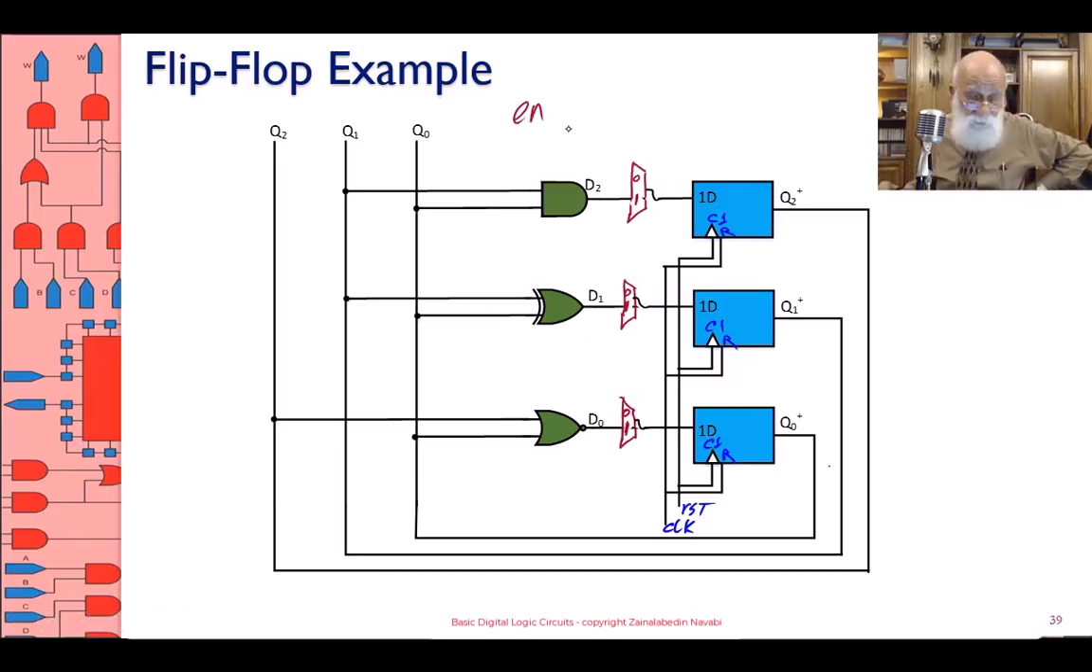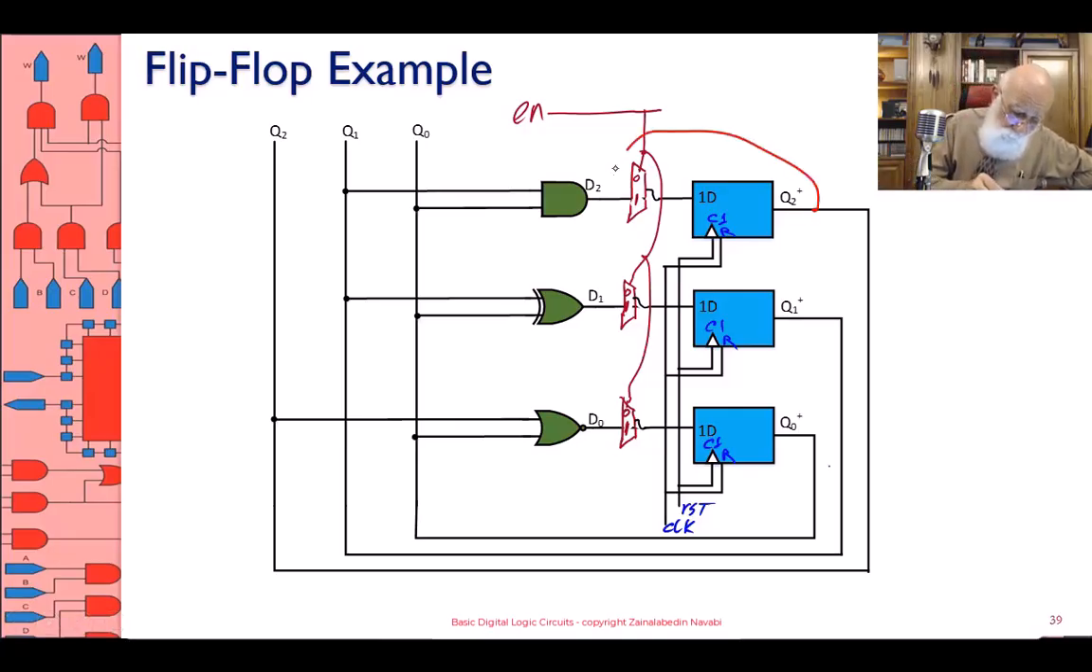I have to add 3 multiplexers on the way of D going into the flip-flops, and then I have this enable input that controls them. So if enable is 1, D2 clocks in. If enable is 1, D1 clocks in. If enable is 1, D0 clocks in. And if enable is 0, Q2 goes back to Q2, Q1 to Q1, and Q0 to Q0.